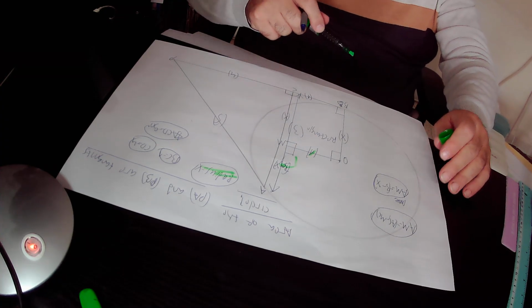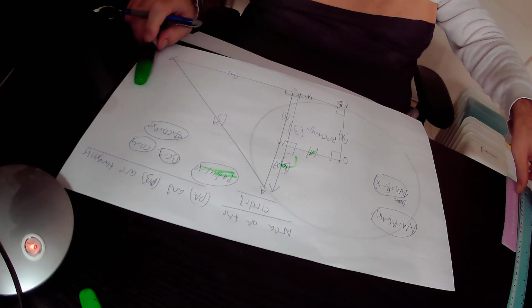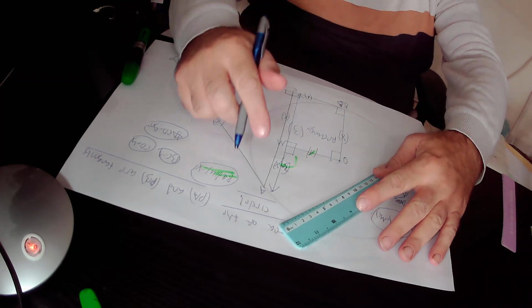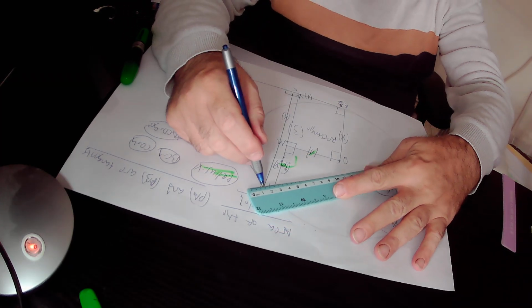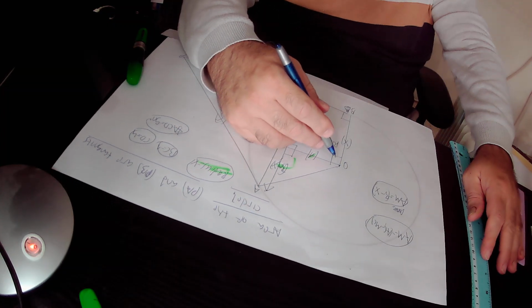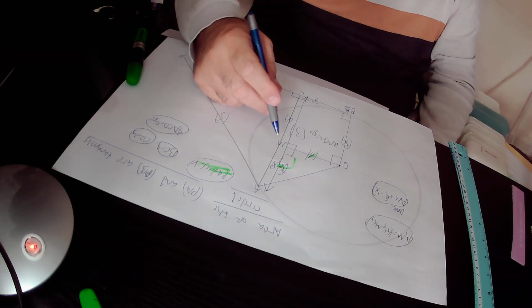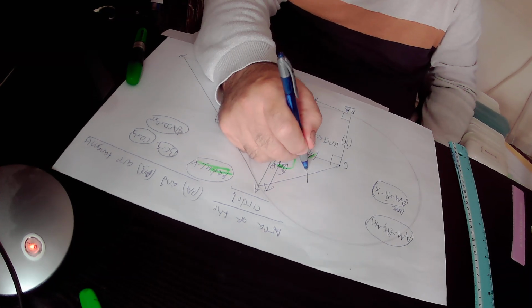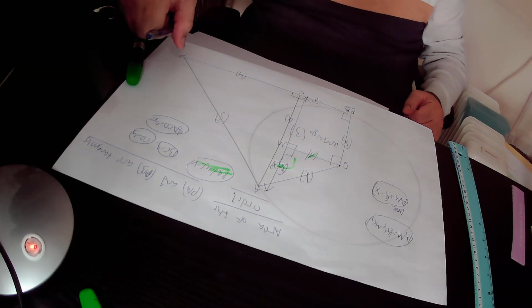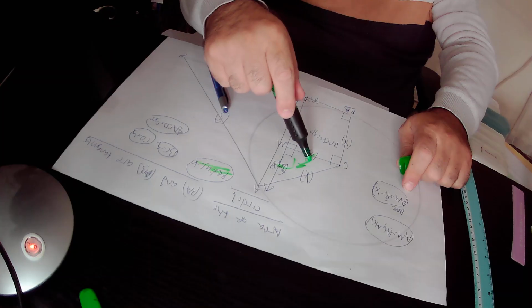In the next step, we join points O and A together by a straight line. Point O is the center of the circle, point A is a point on the circle itself, therefore OA is the radius of the circle, which equals X. So in the next step, we will apply the Pythagoras theorem on this right triangle, triangle AOM.